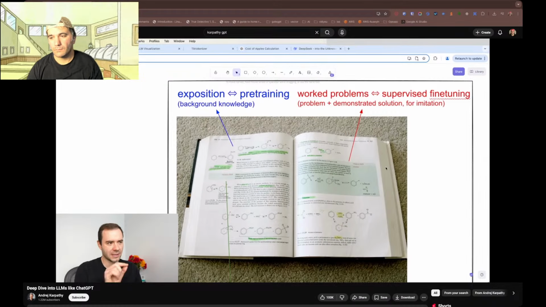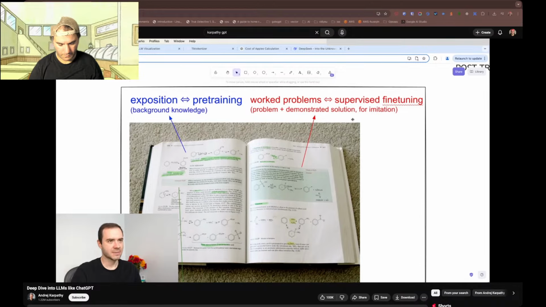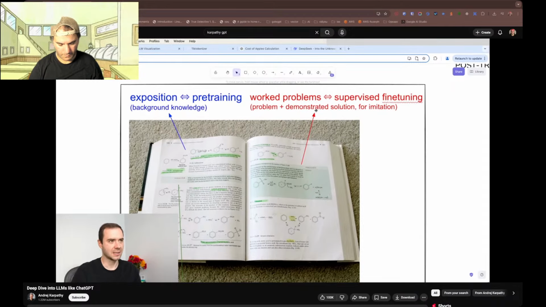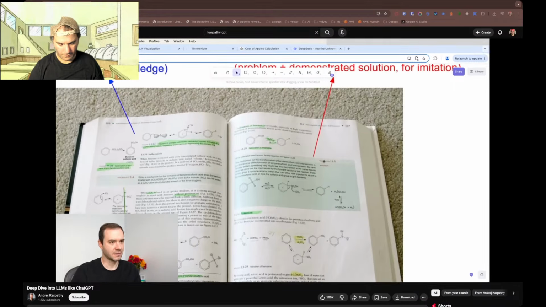As you are reading through the words of this exposition, you can think of that roughly as training on that data. And that's why when you're reading through this background knowledge and all this context information, it's kind of equivalent to pre-training. It's where we build a knowledge base of this data and get a sense of the topic. The next major kind of information that you will see is these problems with their worked solutions.